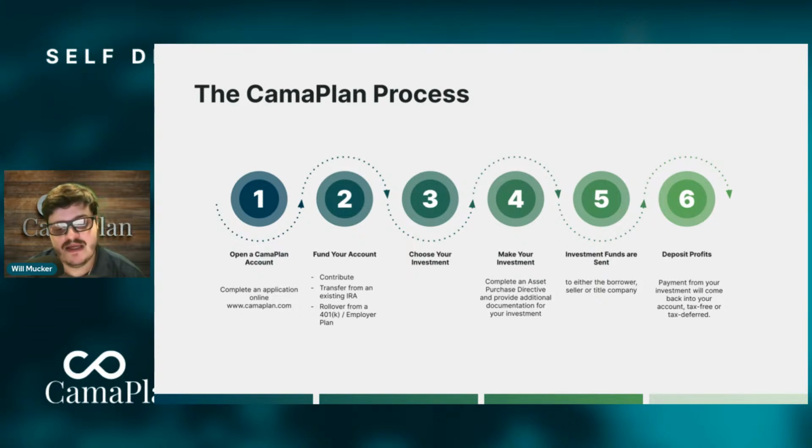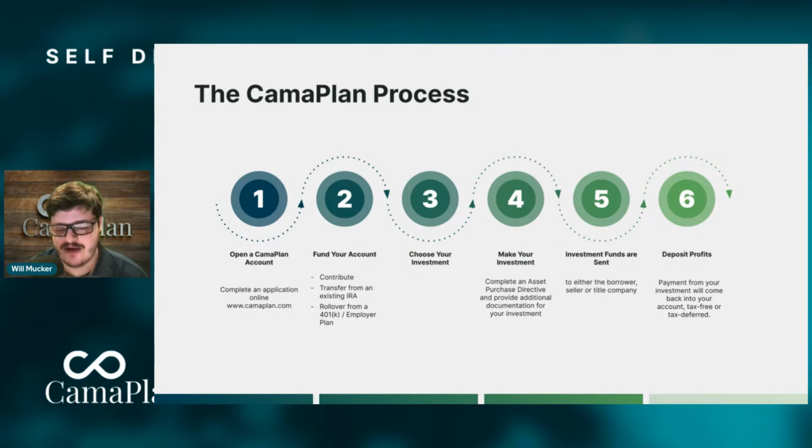And then the next step is to submit the purchase paperwork for that investment. Supporting paperwork for different assets is different, but the one common denominator is that we need an asset purchase directive. That's a Camaplan form. It's just a direction of investment form. It tells us what you're investing in, how much you're investing, where you want the money sent, and how you'd like the money sent. Along with that asset purchase directive, there will be supporting paperwork.